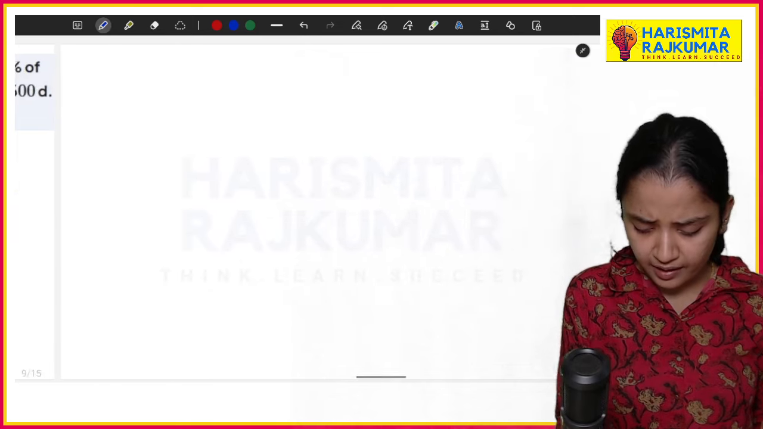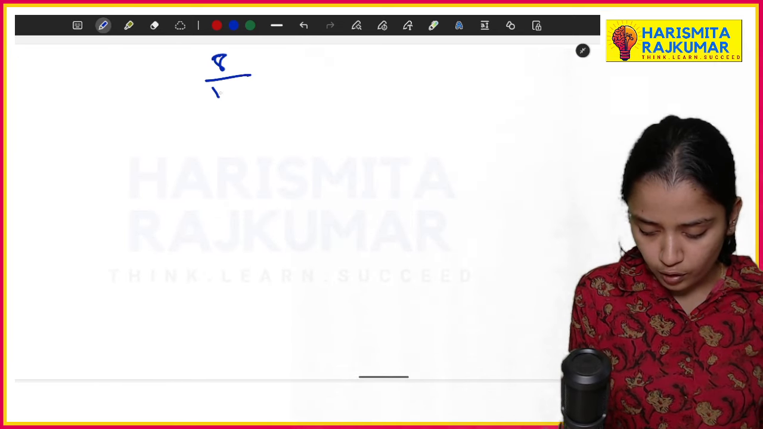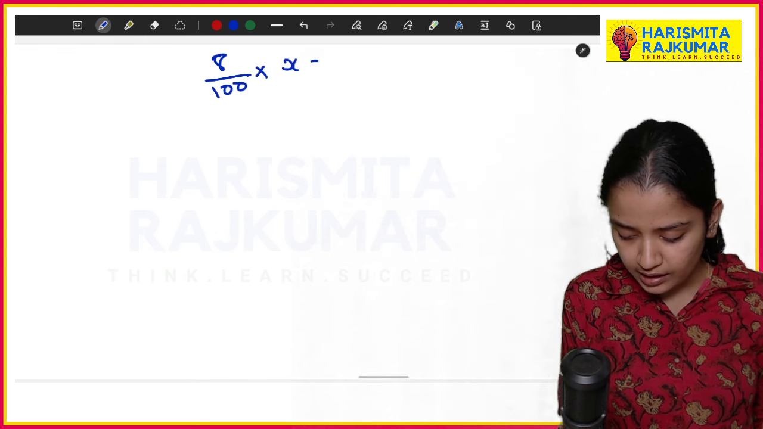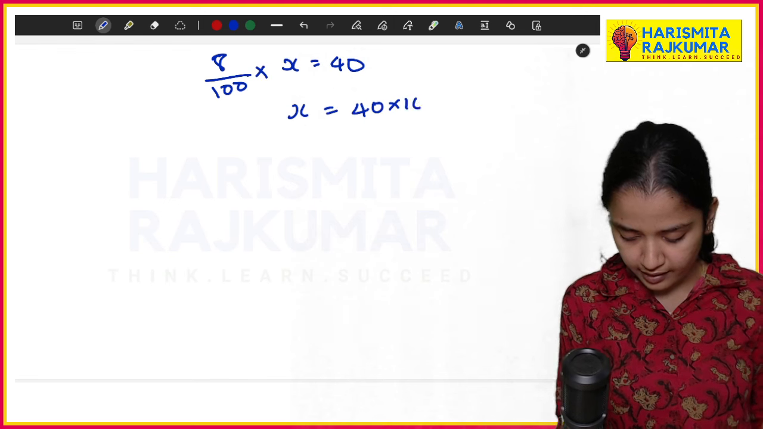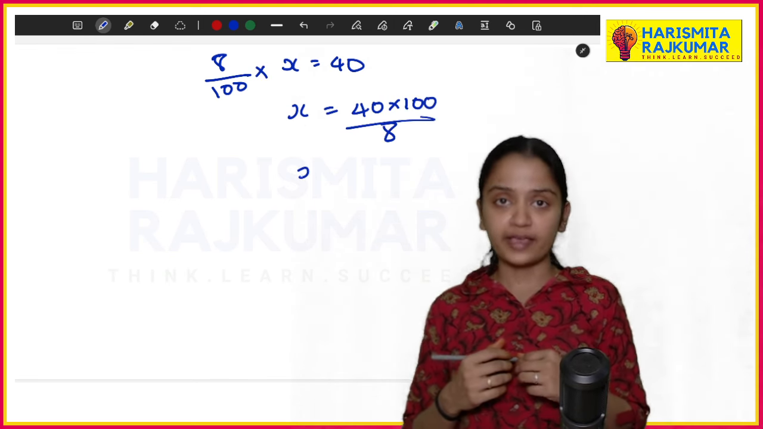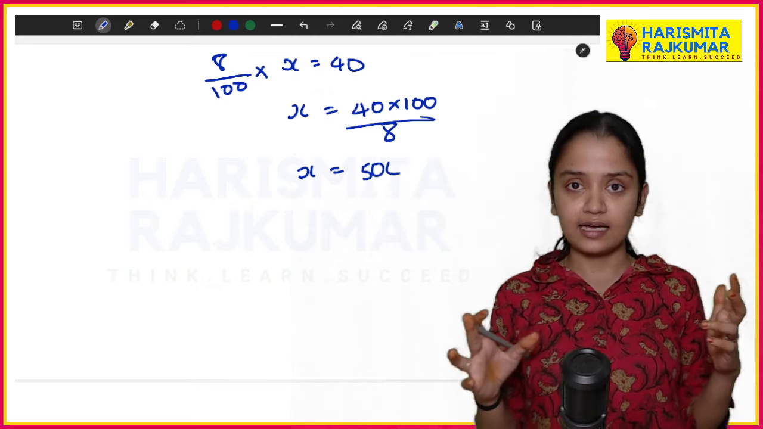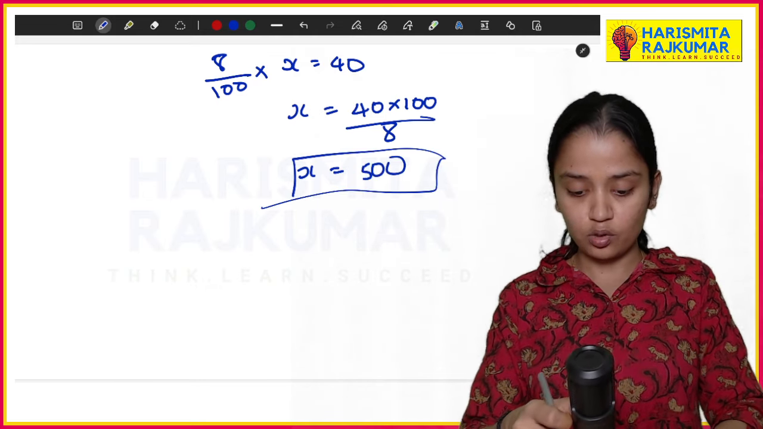So 8 by 100 into x is equal to 40. So x is equal to 40 into 100 by 8. So x is equal to 500. So x equal to 500 is your right answer. So I hope you understood it.